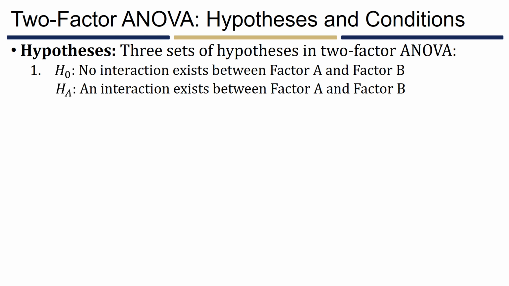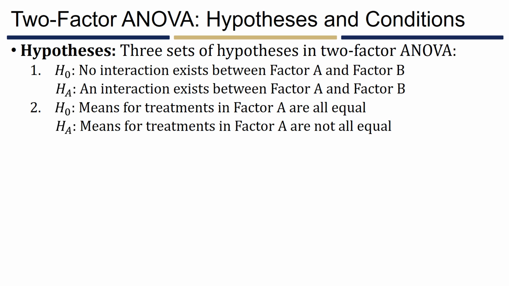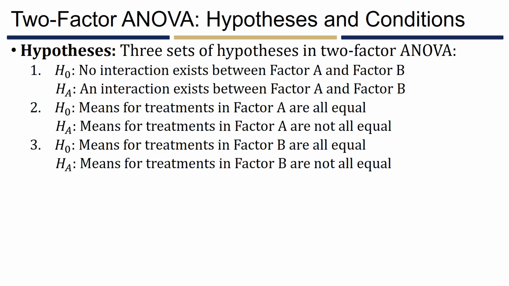The last 2 sets of hypotheses deal with the individual factors. We can test the null hypothesis that the means for the treatments in factor A are all equal, against the alternative that the means for the treatments in factor A are not all equal. Similarly, we have the null hypothesis that the means for the treatments in factor B are all equal, against the alternative that the means for the treatments in factor B are not all equal.